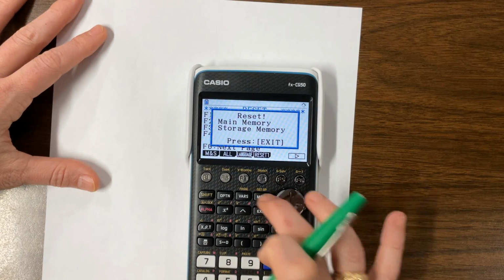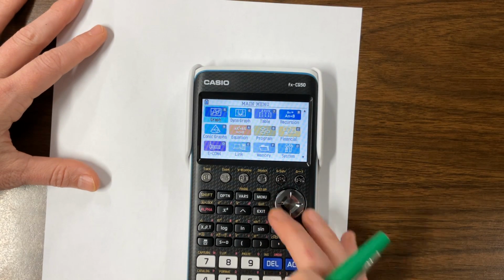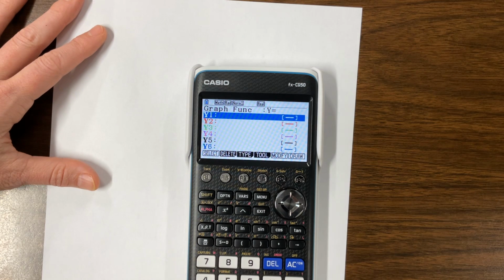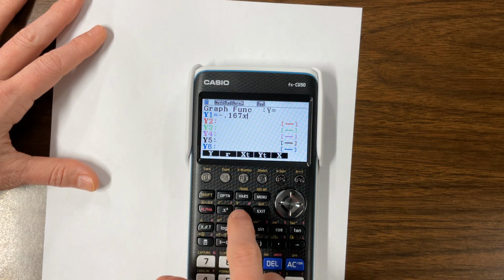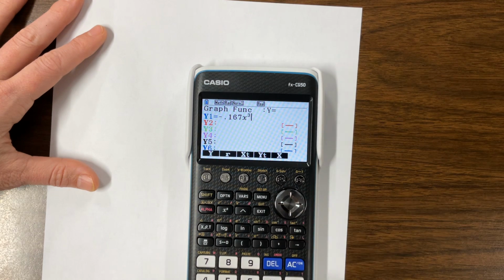So I'm going to come in and type in that function: negative 0.167x cubed plus x squared. By the way, Desmos is great too. You'll have to let me know how you liked using Desmos.